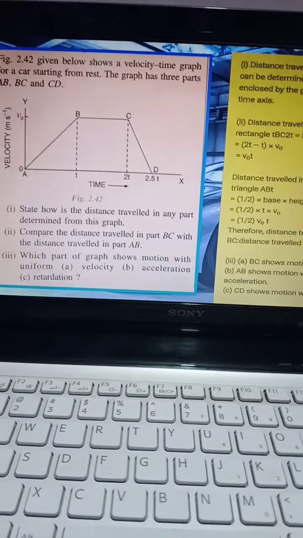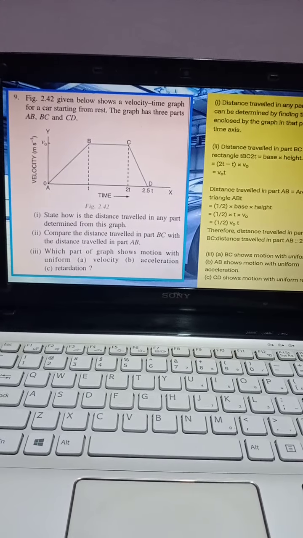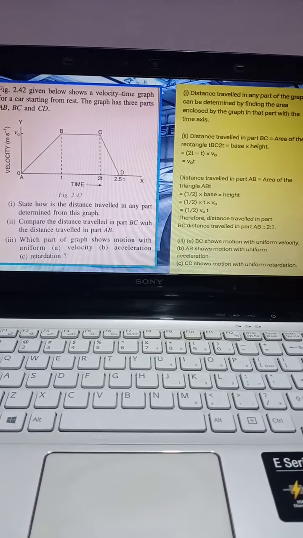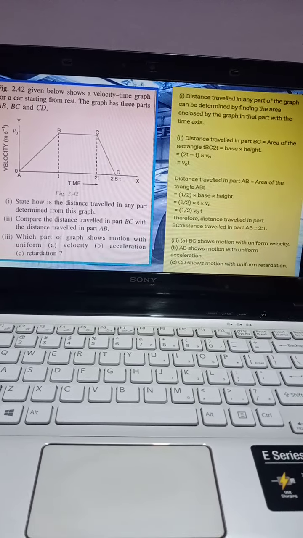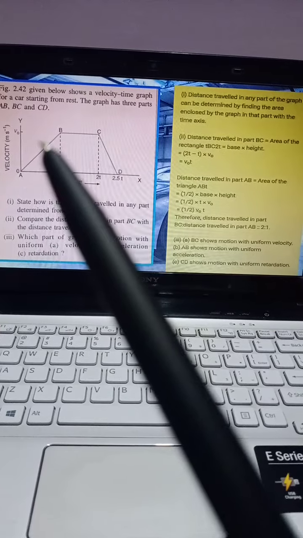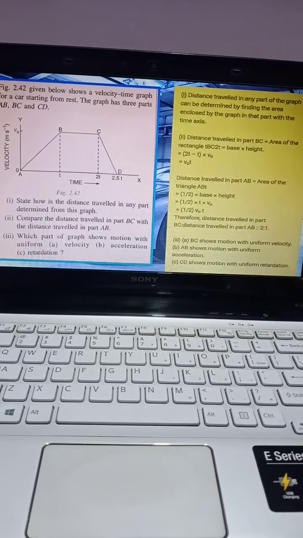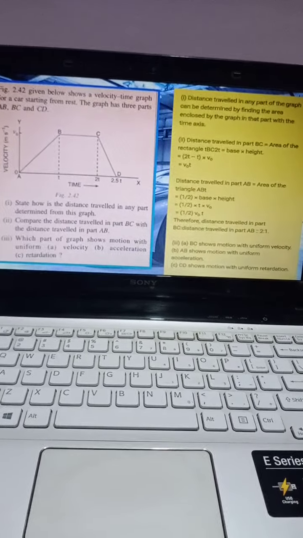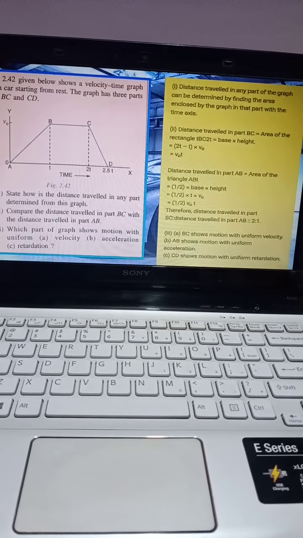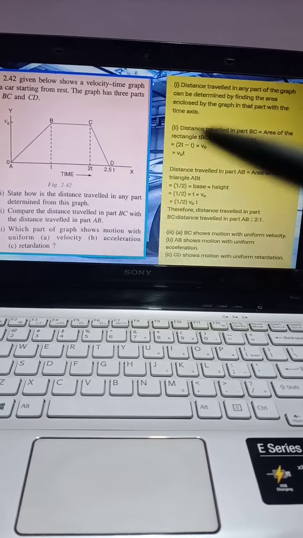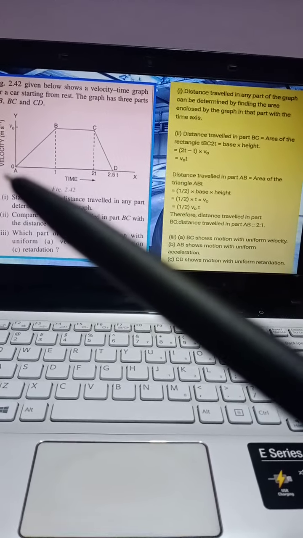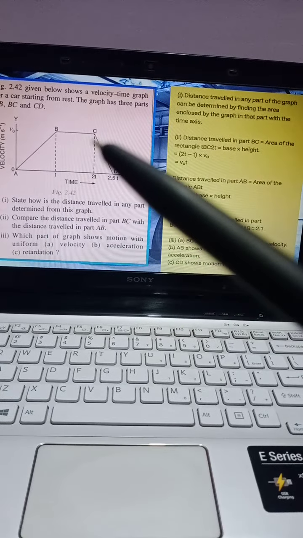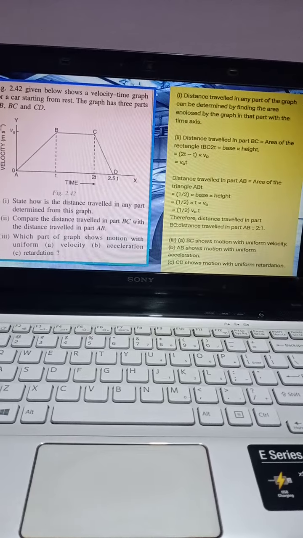Then the third question is, which part of the graph shows motion with uniform velocity and acceleration? So in this graph, BC shows motion with uniform velocity, AB shows motion with uniform acceleration, and CD shows motion with uniform retardation. CD shows the retardation, AB shows the uniform acceleration, then BC shows the uniform velocity, and CD shows the uniform retardation.